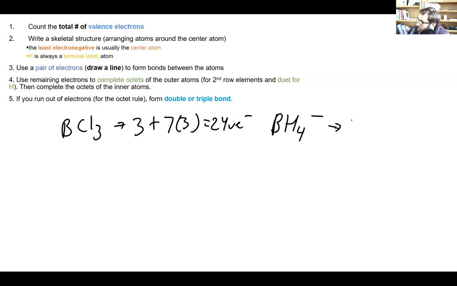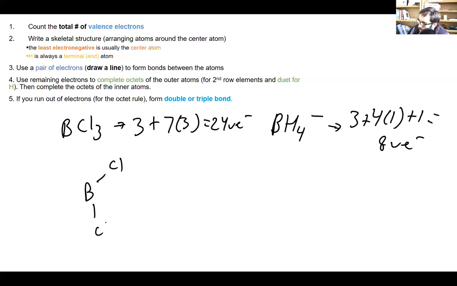Boron again here is 3, and there's 4 hydrogens, 1 each. And we also have to add 1 because we have a negative charge. And so that's going to get us 8 valence electrons. Boron is more electropositive, less electronegative than chlorine. So we are going to have a situation that looks like this. And let's set up this one as well, BH4 minus. Hydrogens never can be in the center because of the duet rule, right? And so it's going to look like that.